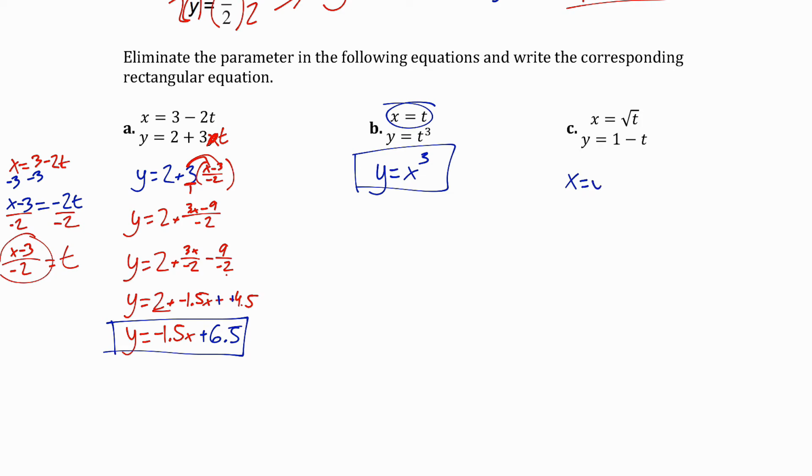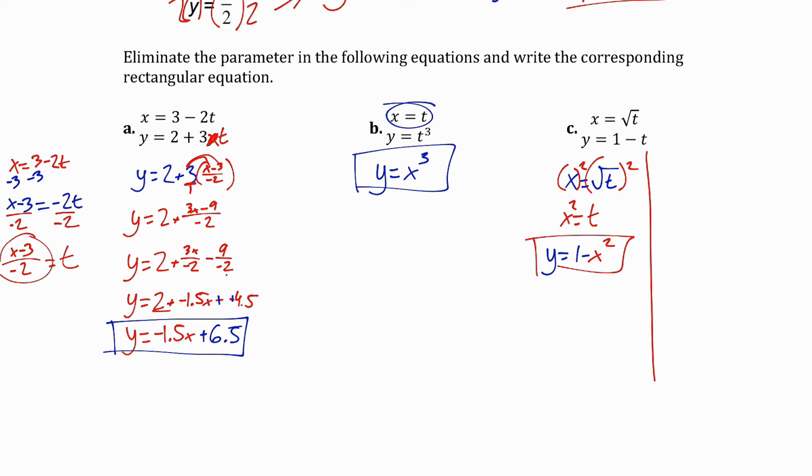So we got x equals the square root of t. Now, thinking about how to solve that equation for t, we got to square both sides. So we end up with x squared equals t. Now we're going to take that and plug it into the second equation. The second equation used to be y equals 1 minus t, but now we know t is equal to x squared, so it's 1 minus x squared. And that's all.